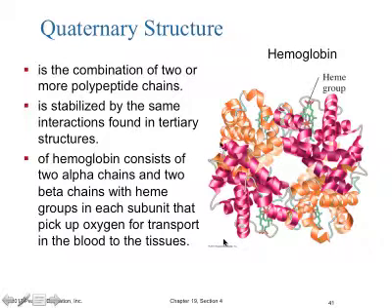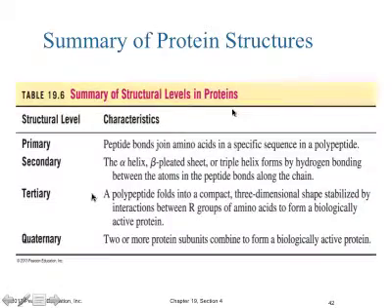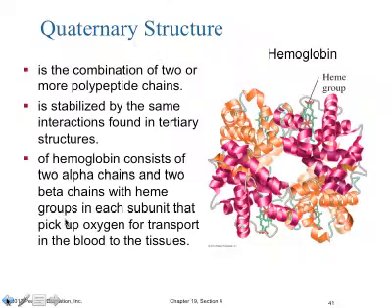Hemoglobin, this is the protein hemoglobin. It has essentially 4 components, and it's shown here with the colors. Every component has a heme group, so 4 oxygen molecules can be bound to these heme groups. So you've got 2 alpha chains and 2 beta chains with heme groups in each subunit that picks up oxygen.